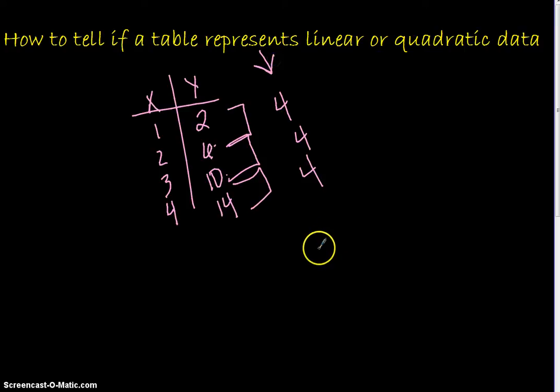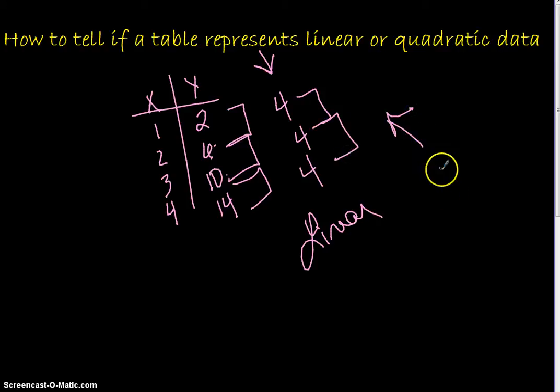When this number right here is the same, it is linear. If this number is not the same, but you go through the process again and this number is the same, it is quadratic.